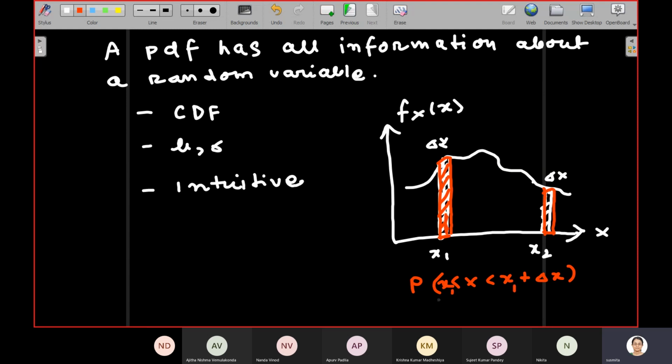So this area tells us the probability that capital X is in this region. Similarly, this area tells us the probability that capital X is in this region. And since this area is larger, we can quickly say that X is more likely to be in this region than in this region. So just by seeing the PDF, we can quickly say in which region X is more likely to be. This is why we say that it is intuitive. It also allows us to visualize quickly in which region X is more likely to occur.